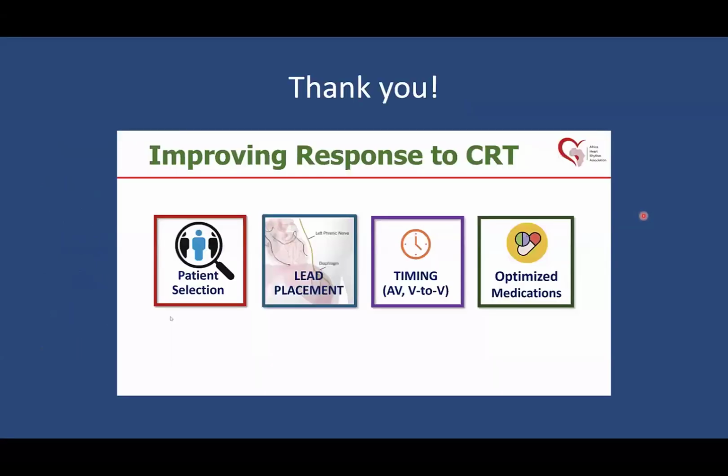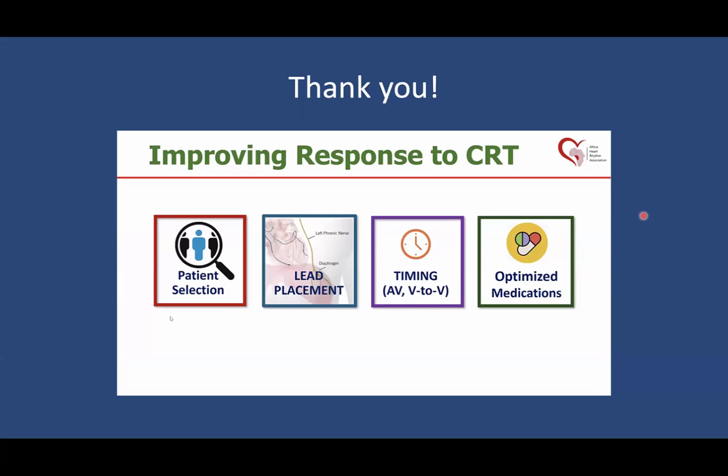Thank you very much. And I just borrowed this slide from Hani just to maybe re-emphasize: get the right patient, place the lead in the right space, and if necessary, use a quadrupolar lead in order to get your LV lead in an optimal position or to allow you to pace from multiple different vectors.